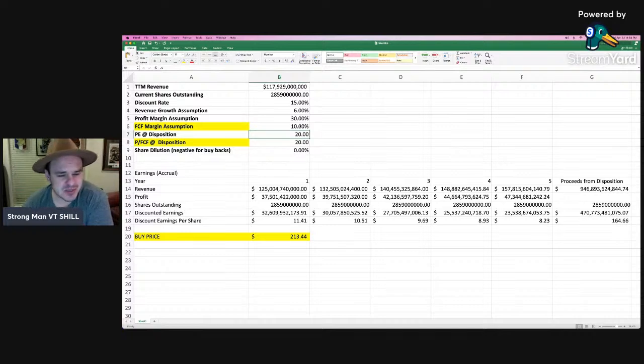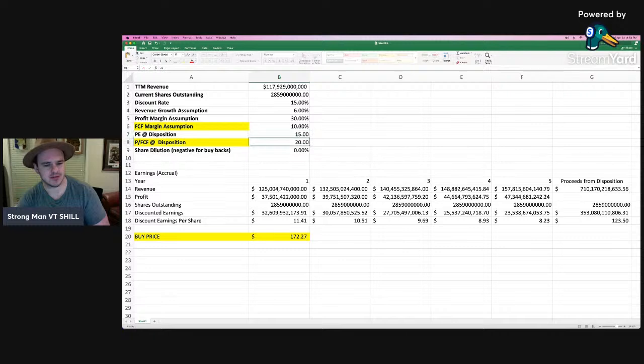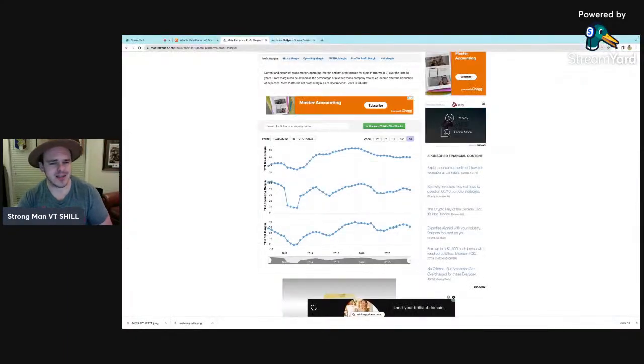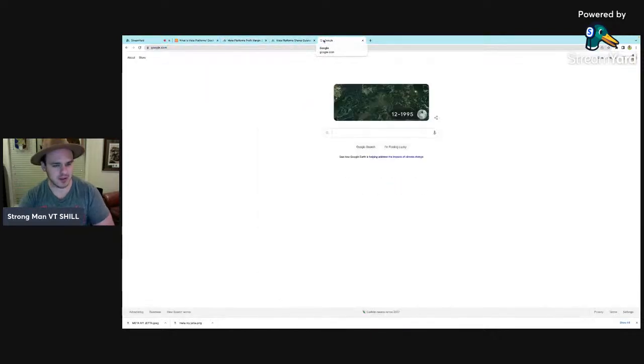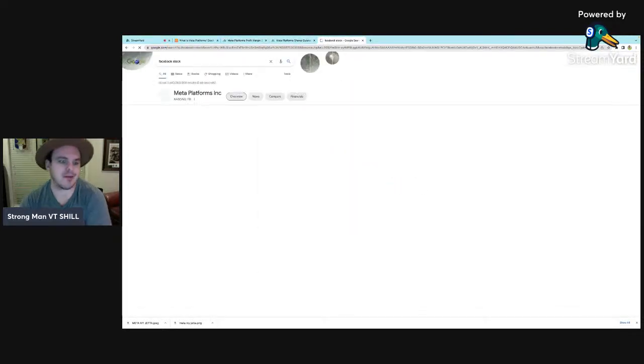And PE at disposition. Let's go with 15, the average of the market. So right now, if you bought Meta stock at $172, based on these assumptions, you would get a 15% rate of return. And this is not guaranteed, of course, but you would roughly get a 15% rate of return if you bought the stock at 172. Now, didn't the stock dip pretty low? Facebook stock, Meta stock, excuse me.